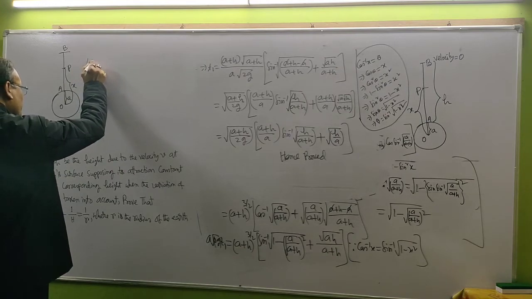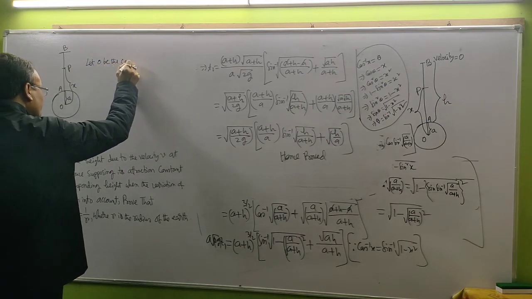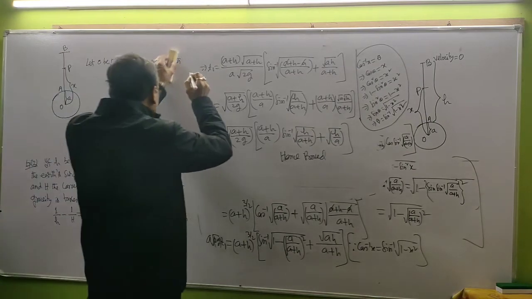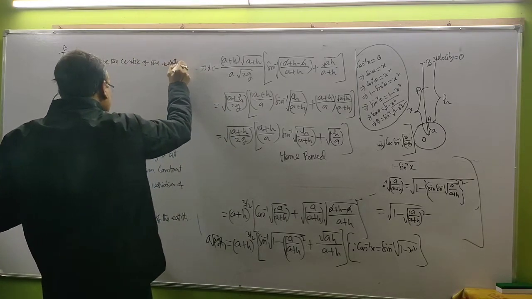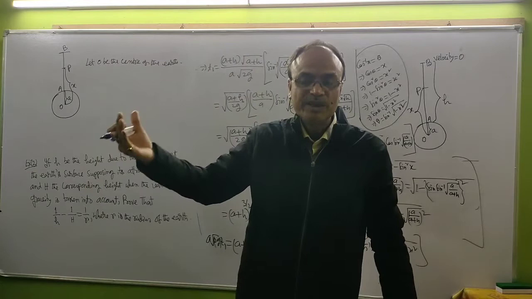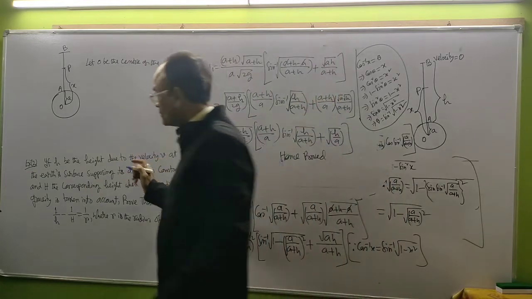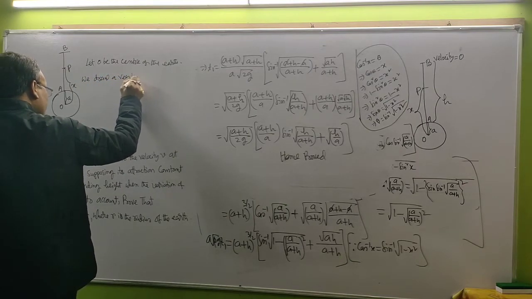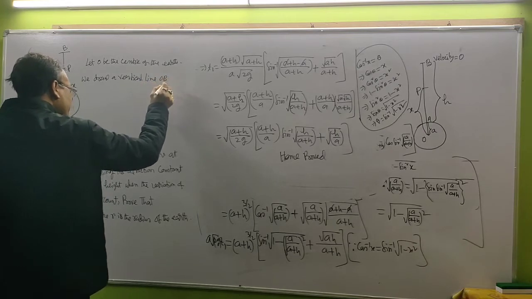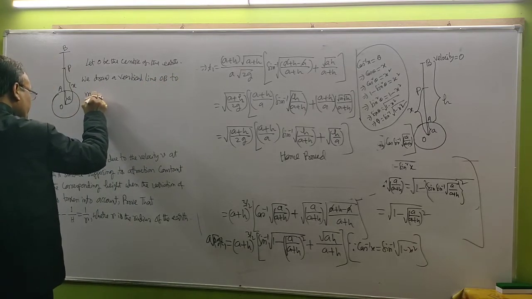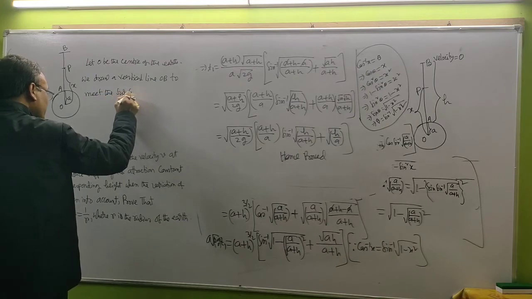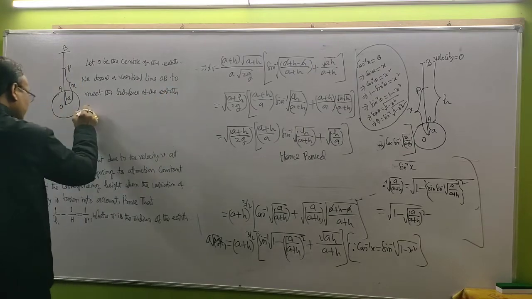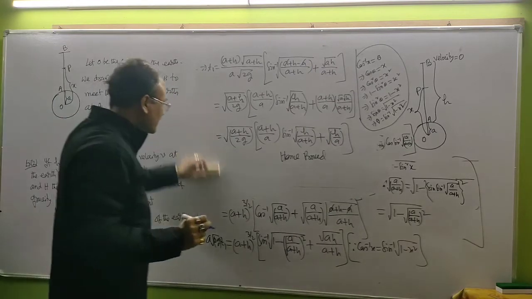You may write, let O be the center of the earth. We draw a vertical line OB to meet the surface of the earth at A.